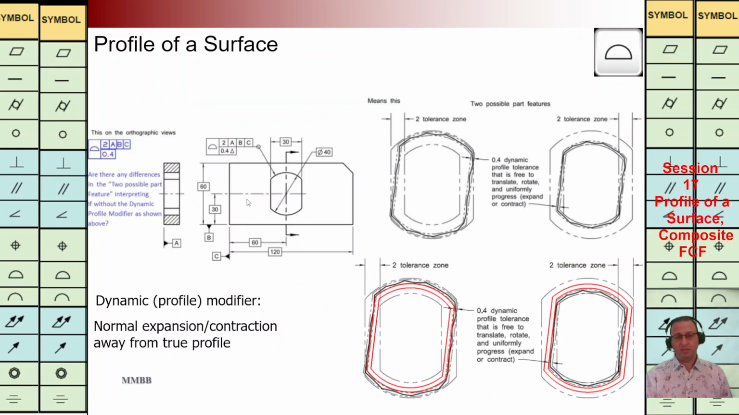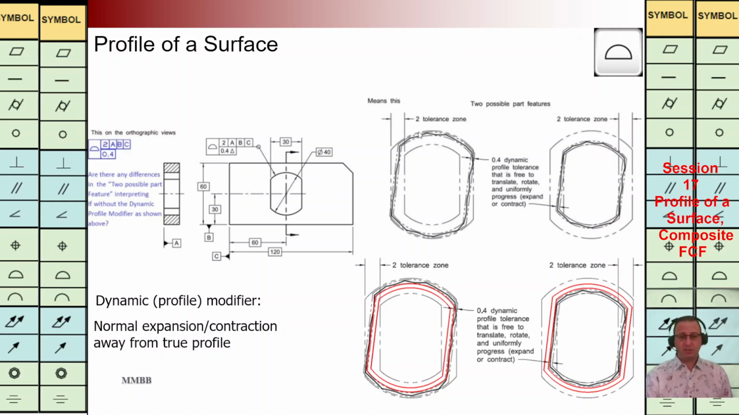Let's see this example. We have this profile here. We are going to have two tolerance zones. One of them is 0.4, and we have the dynamic modifier. Here we don't have any reference plane, but at the top we can see we have reference planes A, B, C and a tolerance zone equal to 2. The same as before, we are going to have these boundaries of 0.4 for the profile, and this profile can move and rotate in the interval of 2 here.